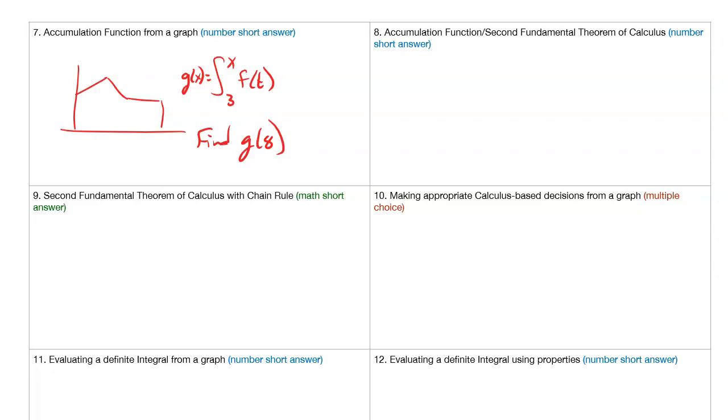So if you're asked to find g of 8, then that would tell you to do the integral from 3 to 8. And so on the picture, you would find the area from 3 to 8 or wherever it is. So this is basically like a more advanced accumulation function of number 1. But same idea. You'll just be told what numbers to go to differently.